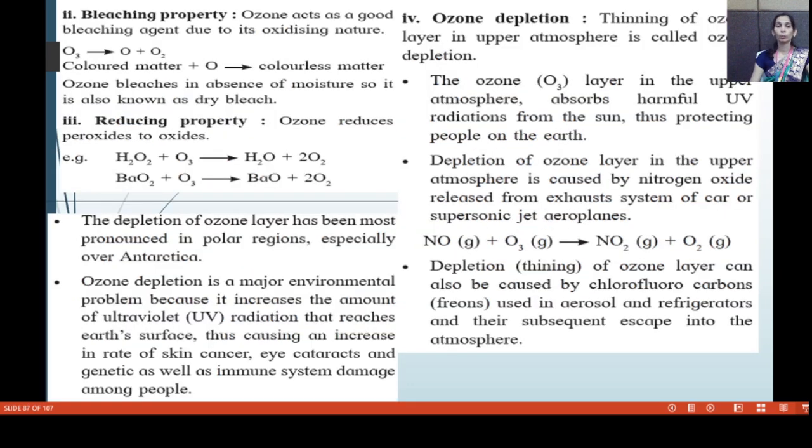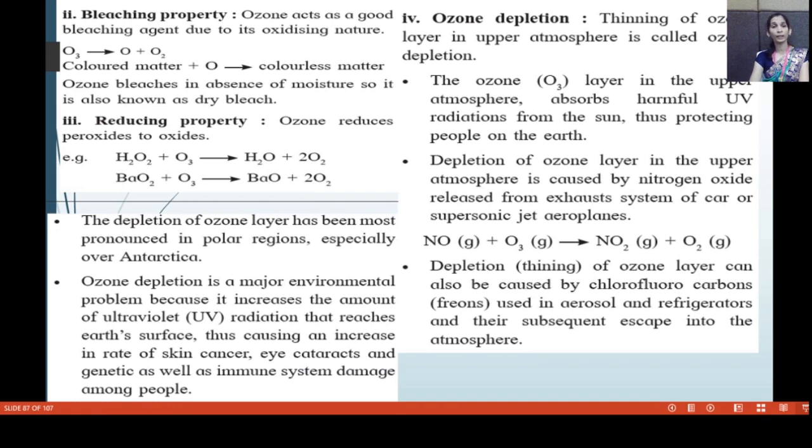From the bleaching property, ozone acts as a good bleaching agent due to its oxidizing nature. It bleaches colored matter. Ozone bleaches in the absence of moisture, so it is also known as the dry bleach.